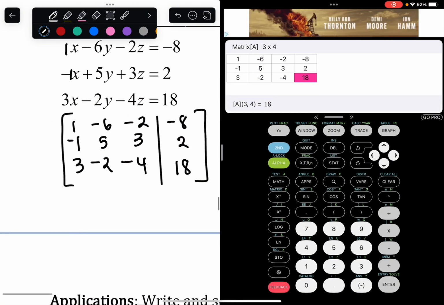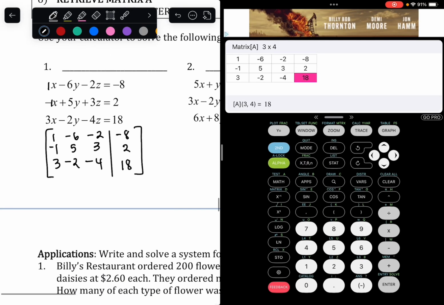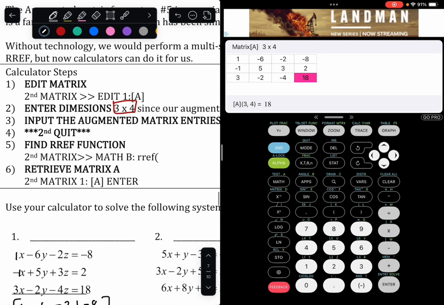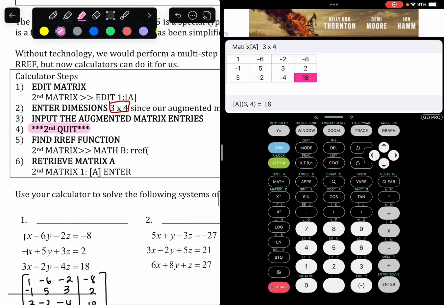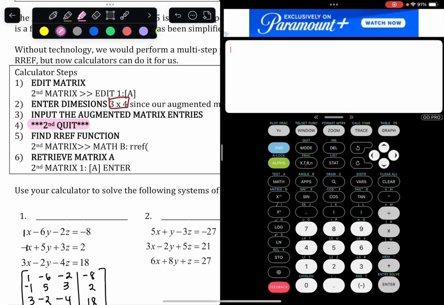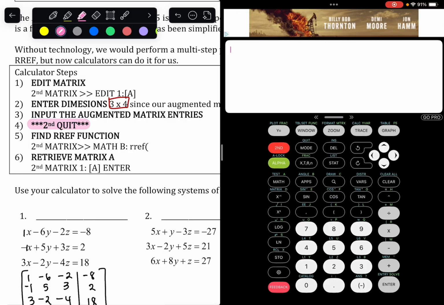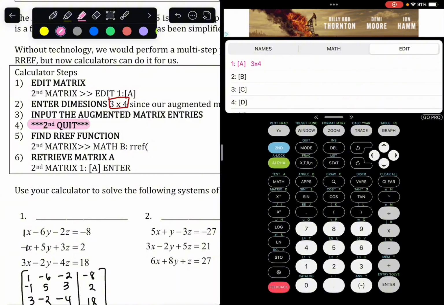Okay, I do a double check to make sure that I've typed everything in correctly and didn't lose any negatives. And then after you typed it in, you have to press second quit. Okay, second mode is how you quit. You need to get out of the screen and then go back to it. Second matrix. Okay, we just edited.